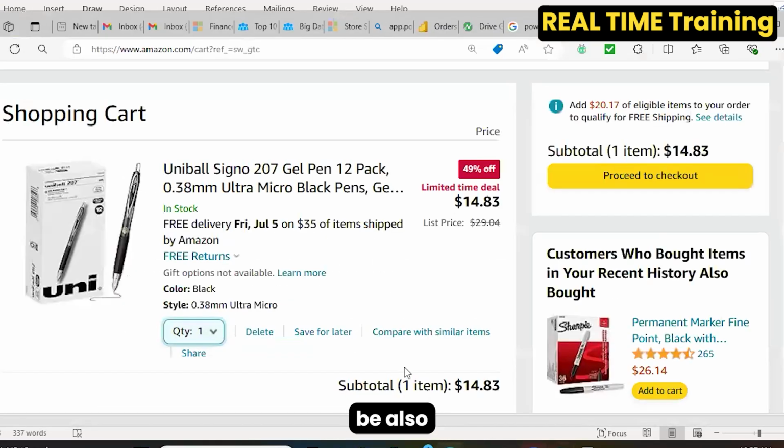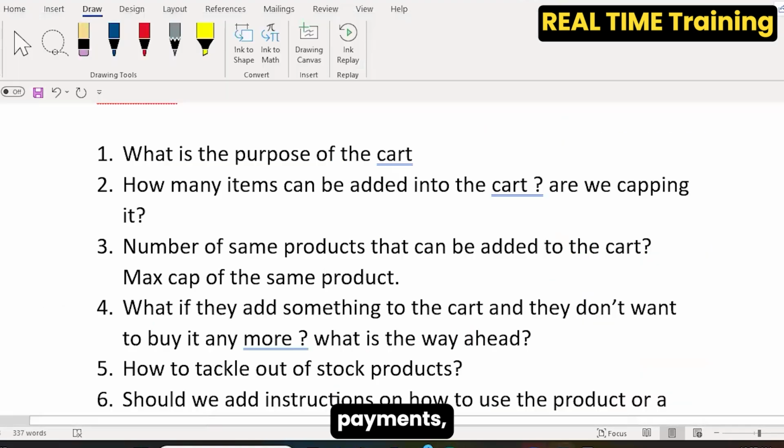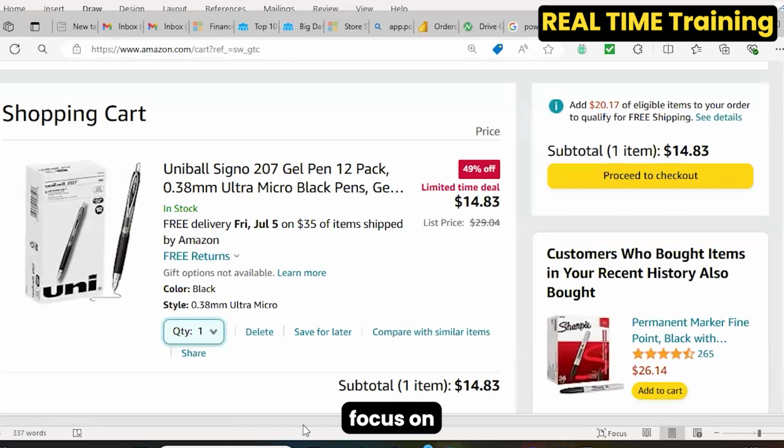Will payment options also be included in that? Yeah, of course. How are we going to deal with payments? From a requirements perspective, payments is going to be pretty standard. They will outsource it to PayPal or credit card. So that will be like an external service. But let's focus on this screen.